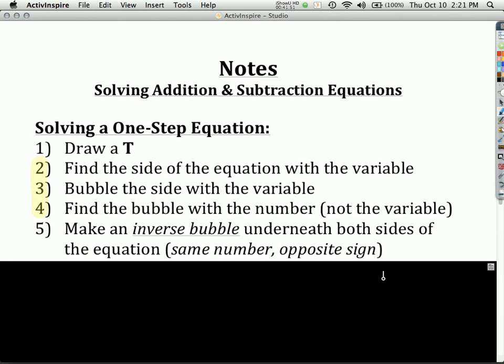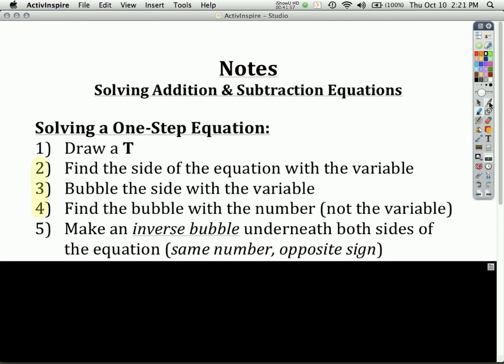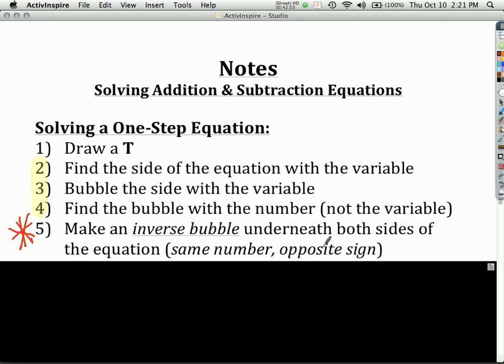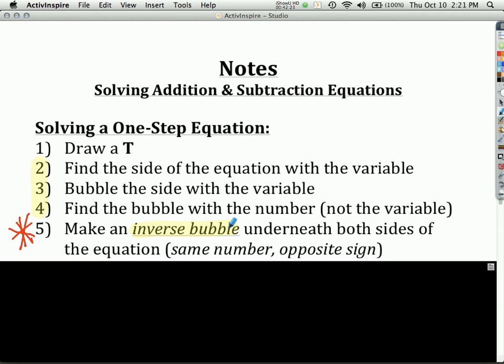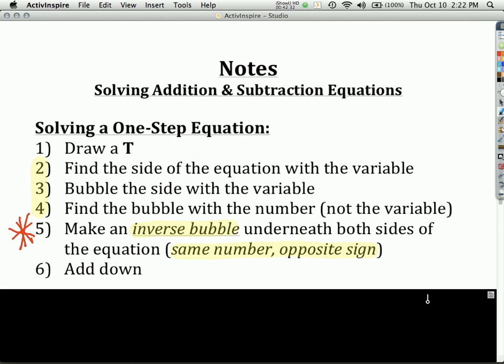Then, step 5 is really the major action that's going to happen. Number 5 is the key. We're going to make what's called an inverse bubble underneath each side of the equation. It's going to be an inverse bubble to cancel out the bubble we were looking at in number 4. What do I mean by inverse? An inverse bubble is just a circle with a number in it. The number will be the same number, but the opposite sign. And then from there, we're going to add down.